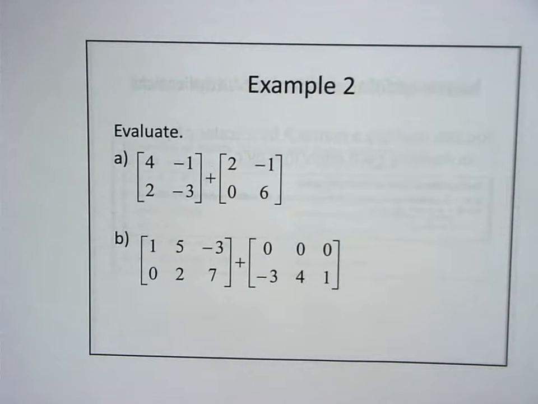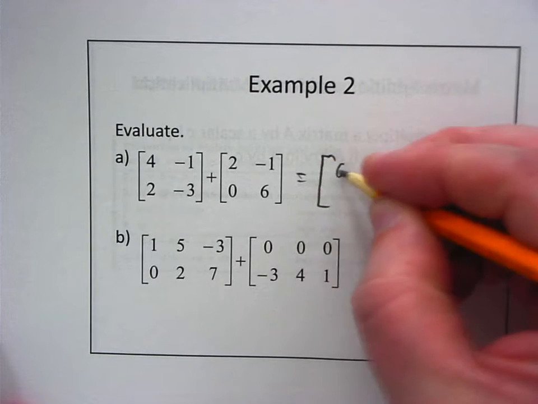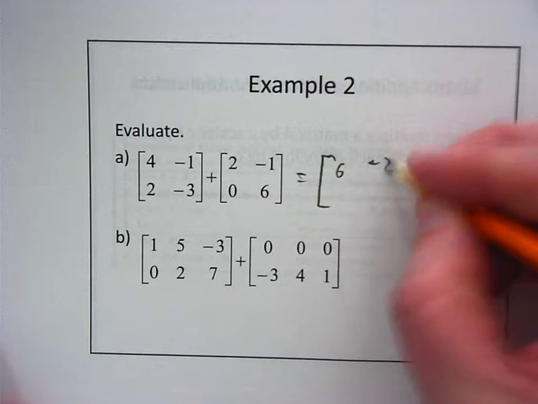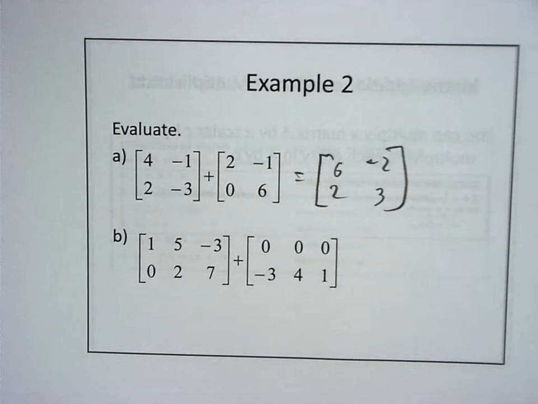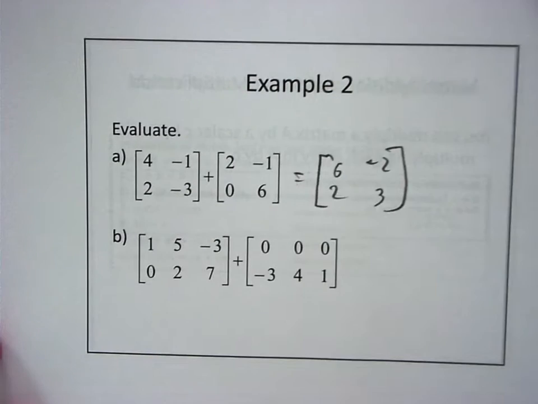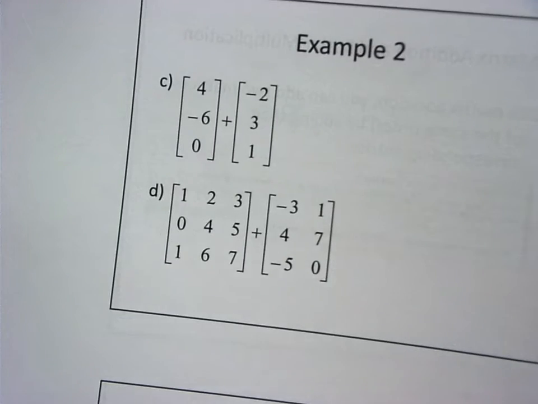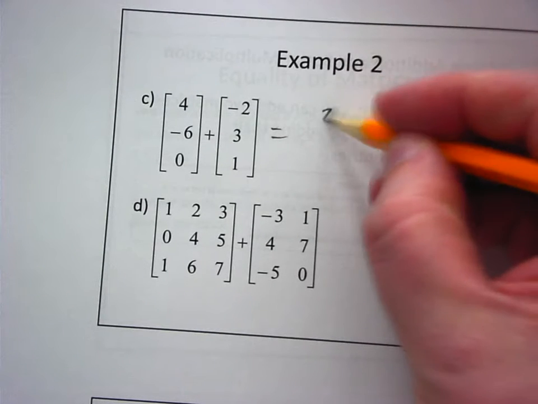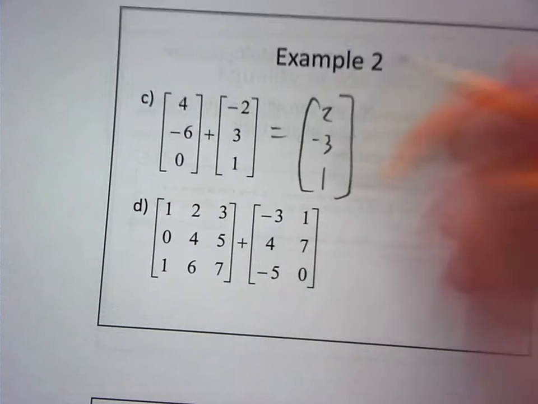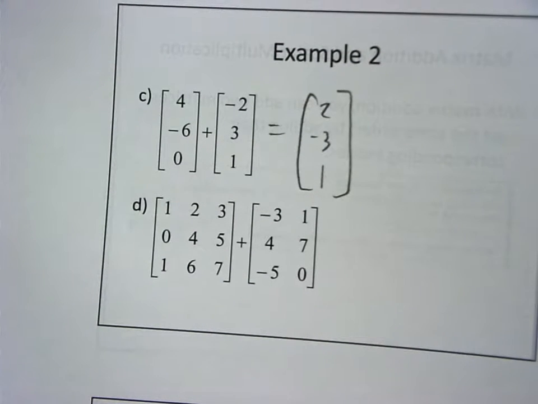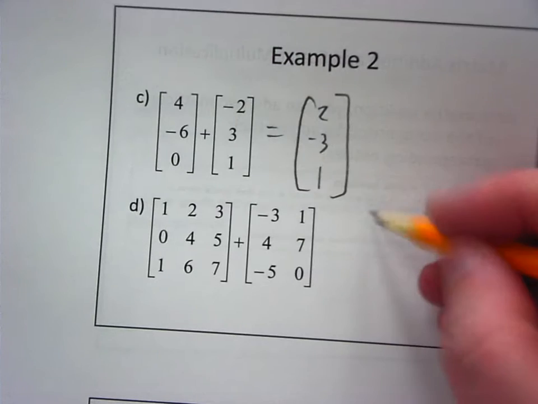So if I look at one like A here, what's going to be in the upper left of the resulting matrix? Upper right? -2. Bottom left? 2. Bottom right? 3. And that's honestly all the addition stuff is. You add the corresponding parts. So then what would be for this C one? 3, 1. And it'd be a 3 by 1 matrix. What about for D? What would be in the upper left for D?